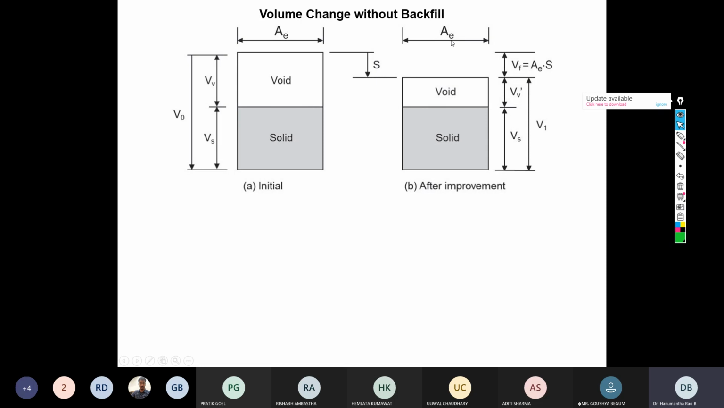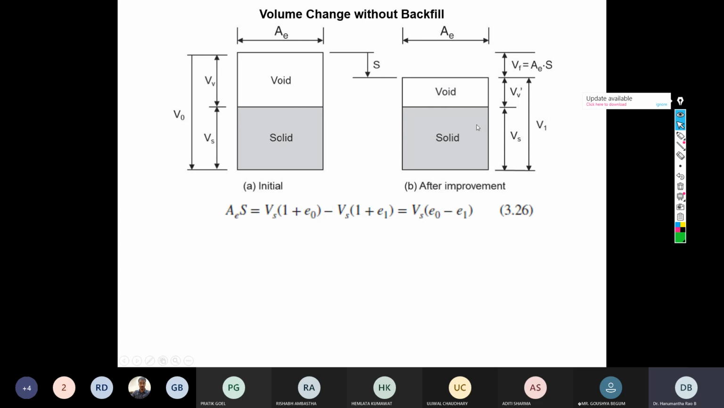The zone of influence area will not change before or after, but there is a change in the volume. V naught is the initial volume and V1 is the final volume. There is no change in the volume of the solid, but there is a change in the volume of the void. Initially it is Vv and finally it is Vv dash. So the change in volume is nothing but Vf, which is the equivalent area multiplied by the subsidence.